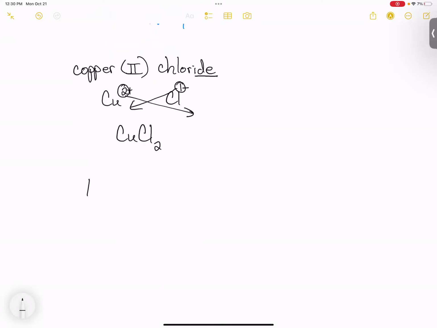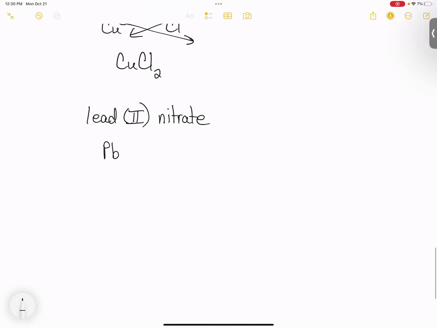Let's go with lead 2 nitrate. You have lead, which is Pb, element number 82. What charge does it have? A 2. How did we know it was a 2? Because of the Roman numeral 2.